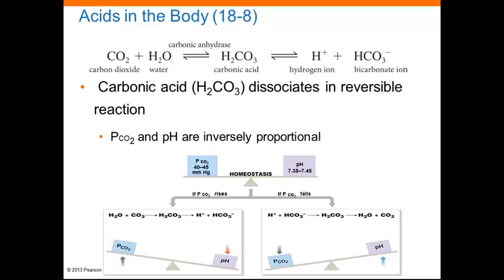Therefore, when carbon dioxide concentrations in the blood rise, remember that's measured as partial pressure, so carbon dioxide in solution, the pH becomes more acidic, meaning the pH goes down. But as carbon dioxide is exhaled into the alveoli, the pH becomes more basic, and then the pH is balanced.